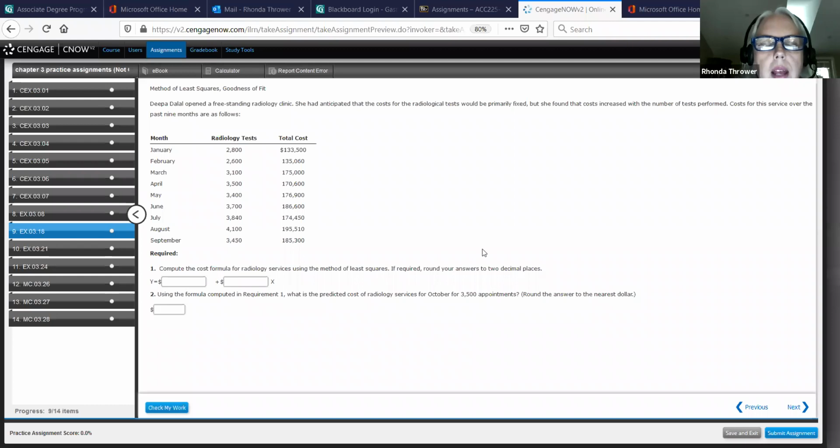I'm going to share my screen with you, and I'm going to start with my Cengage screen. Today I'd like to go over exercise 3-18 with you. This is the method of least squares, goodness of fit. You remember that we've been calculating methods that will help us to isolate the fixed cost and the variable cost through different methods. We've used the high-low method, and today we're going to talk about the method of least squares.